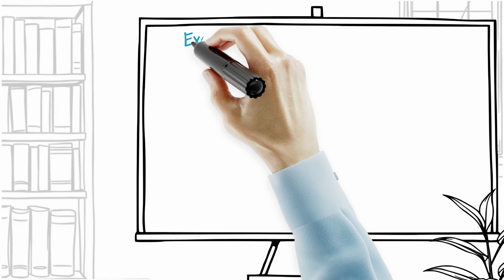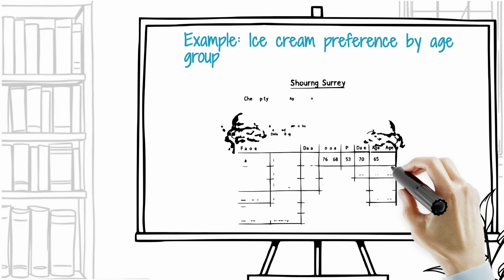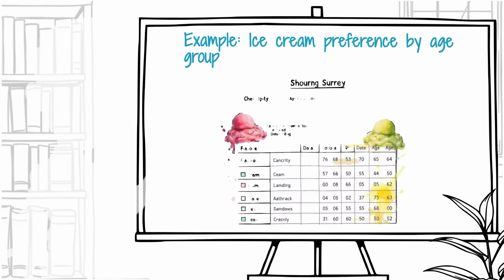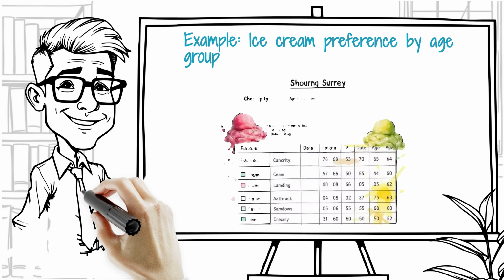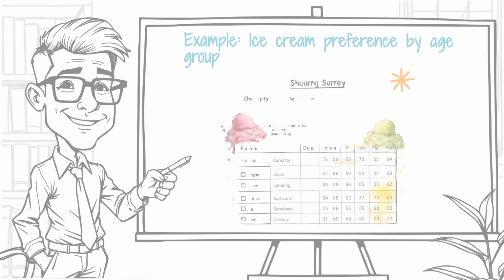Imagine you have two sets of categorical data. Perhaps you're looking at a survey where people choose their favorite ice cream flavor, categorized by age group. You want to know if age influences ice cream preference. Here's where the chi-square test comes in.